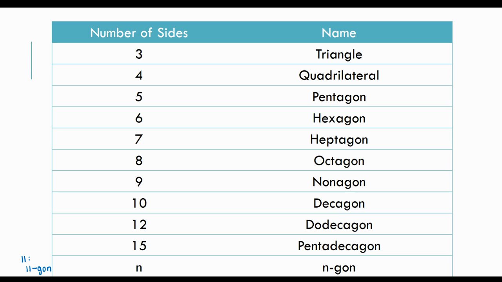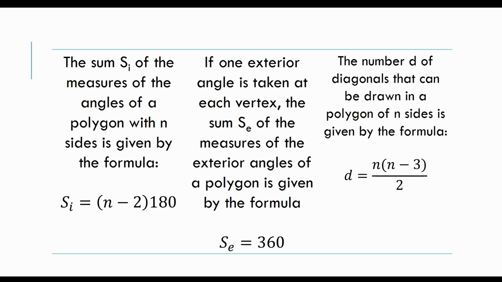All right, so let's use that vocab to do some problems after we look at the formulas that are going to be important here. So here are the 3 formulas that we have to know when we are dealing with sides, angles, and diagonals of polygons. It says the sum, S sub I, of the measures of the angles of a polygon with n sides is given by the formula. Now it's S sub I, so that little I is just telling us that these are angles that are inside of the polygon. Okay, so n represents the number of sides, but hopefully we recognize that the number of sides is also the number of angles of that polygon.